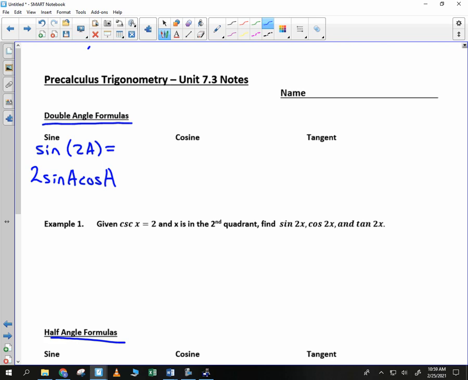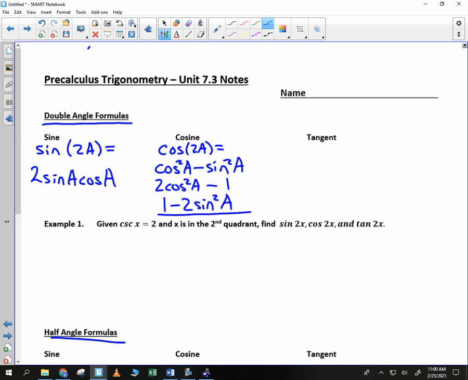Cosine, you're going to have a little bit different situation. If you have cosine of twice an angle, you actually have 3 different formulas that you could choose from. You have cosine squared of an angle minus sine squared of an angle, or you could choose to use 2 cosine squared of an angle minus 1, or you could choose to use 1 minus 2 sine squared of an angle. So those are the 3 options. I always choose that last option, okay?